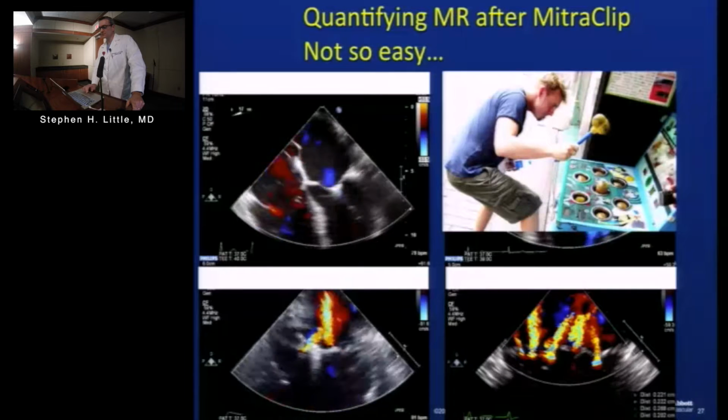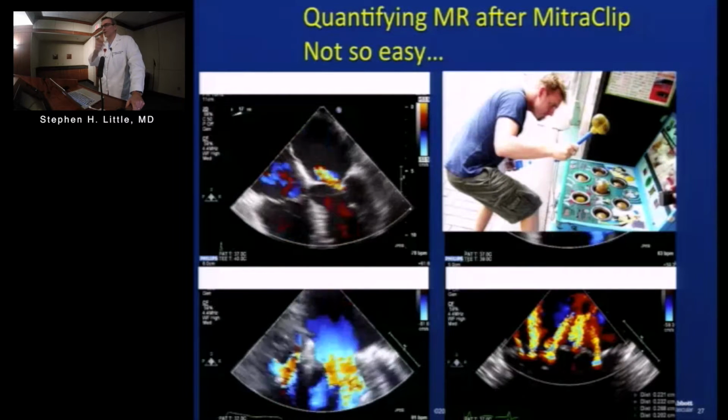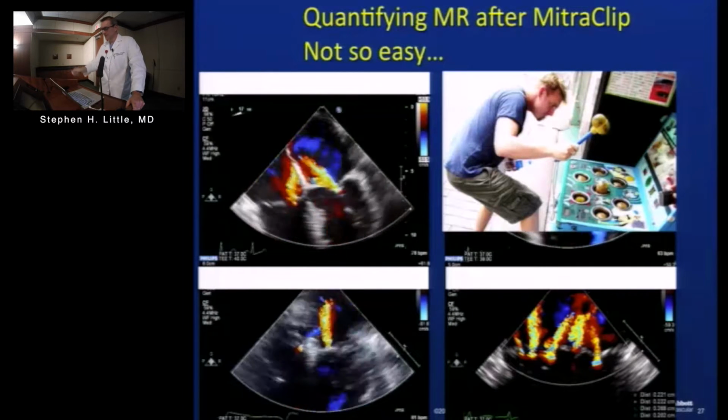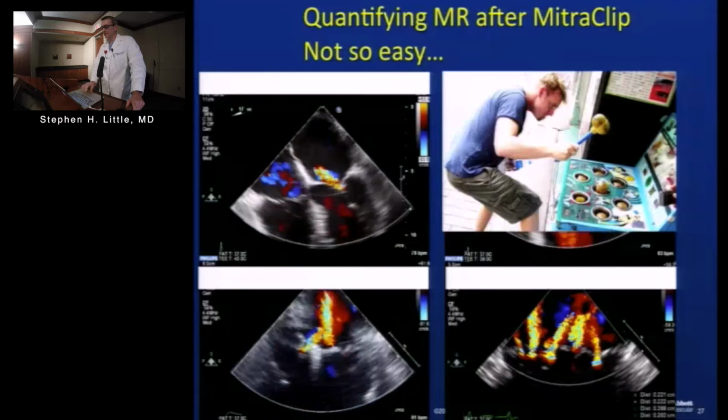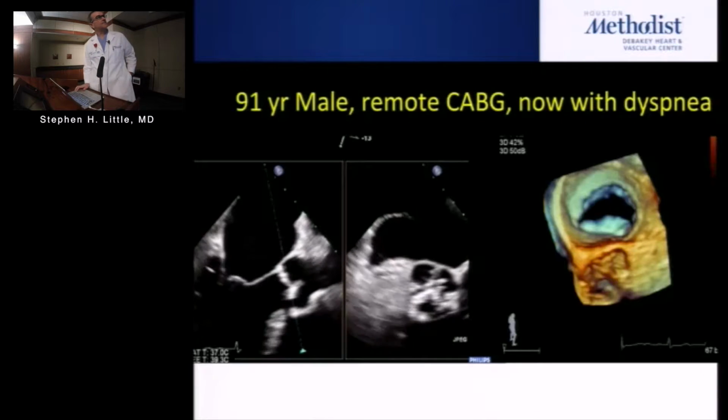I've shown this before, but this is kind of the mitral whack-a-mole. You clip it once and the MR appears somewhere else. You clip it there and then it appears over here, so you're constantly chasing the MR jet with various clips until you run out of diastolic gradient. This is a different case.